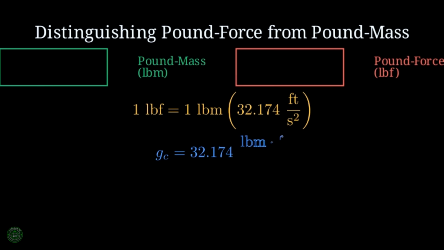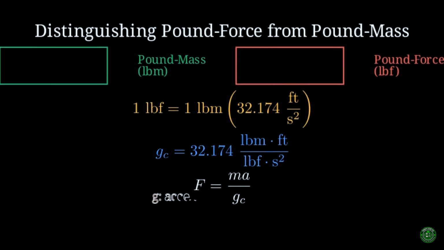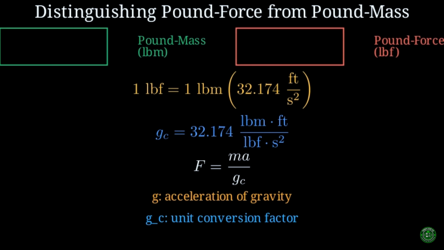To keep the units consistent in US customary units, we introduce a conversion factor called gc. It equals 32.174 pound mass feet per pound force second squared. Newton's second law becomes force equals mass times acceleration divided by gc. Important, gc is not the same as g. The symbol g is the local acceleration of gravity, which has units of feet per second squared. gc is a conversion factor that keeps pound mass and pound force consistent.